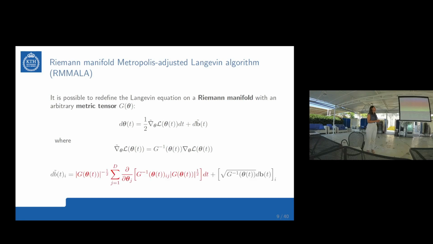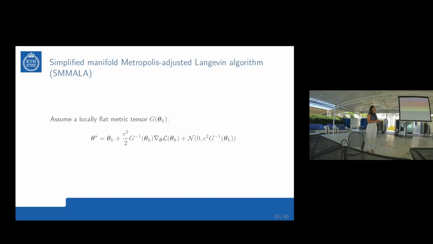Of course, you see that this is a pretty complicated expression, but we can make some assumption and get rid of this term that again is red, but you cannot see it. Here you see that we have this derivative in theta. So if we assume that G is locally flat, then all this term disappears. So we eliminate this term, we simplify this expression, so we get to the simplified manifold MALA, SMMALA. And this is the method that we use to perform uncertainty quantification.